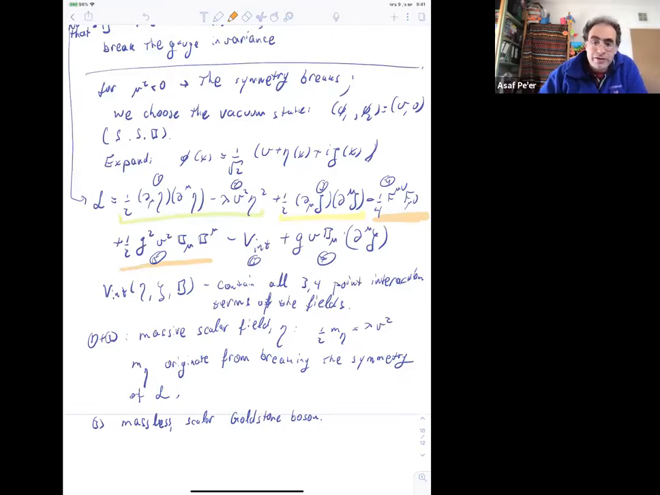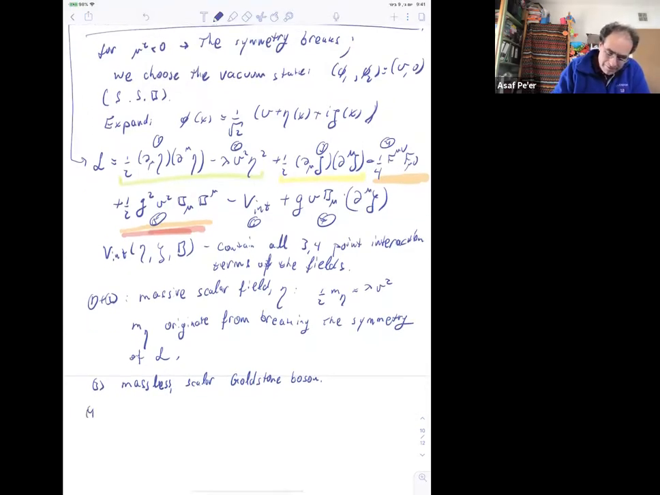But this is a new term. We did not have it previously. We did not have it when we had the breaking of the global gauge symmetry. This term here is a new term that appears because of the breaking of a local symmetry. This is the Higgs mechanism. We obtain a mass term by breaking a local gauge symmetry.